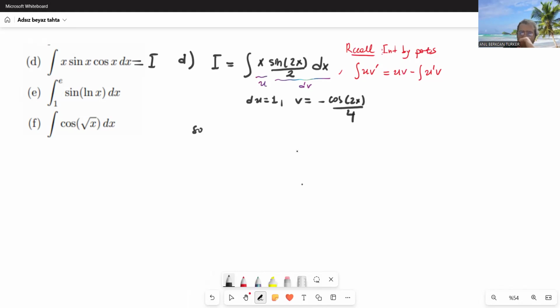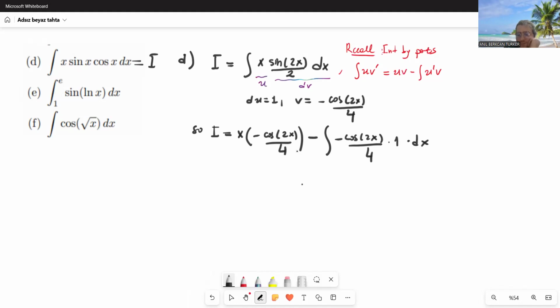So the integral is then equal to uv, I mean x times minus cosine 2x over 4, minus the integral of minus cosine 2x over 4 times du, which is 1, so 1 dx.